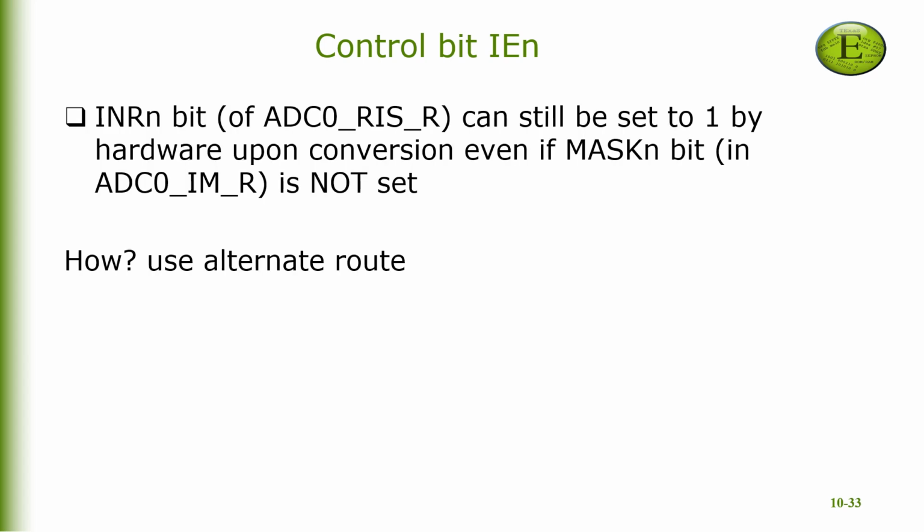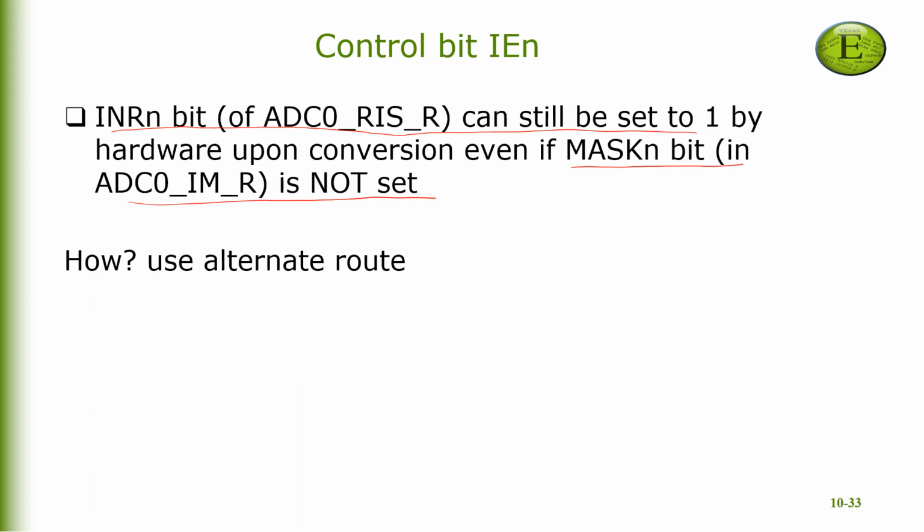However, before I conclude the topic of ADC interrupt, it is important to note that one can still trigger the end of conversion through other ways, even if the interrupts are not enabled. In other words, it is still possible for hardware to set the trigger flag in the raw interrupt status register, even when the ARM bit, which is the mask N bit in the ADC0 IMR register, is not set. And this end of conversion notification is important for the synchronization with the remaining program.